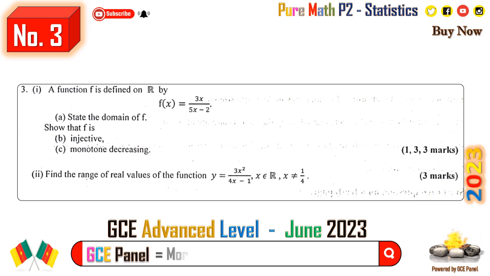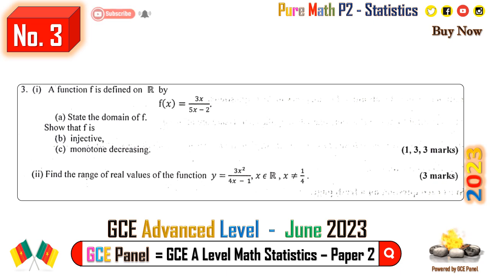Question 3 reads: a function f is defined on R by f of x equals 3x over 5x minus 2. State the domain of f. Show that f is injective. Show that f is monotone decreasing. Sub 2: find the range of real values of the function y equals 3x squared over 4x minus 1, where x is an element of the set of real numbers and x is not equal to 1/4. So this question is 10 marks. Let us tackle it.